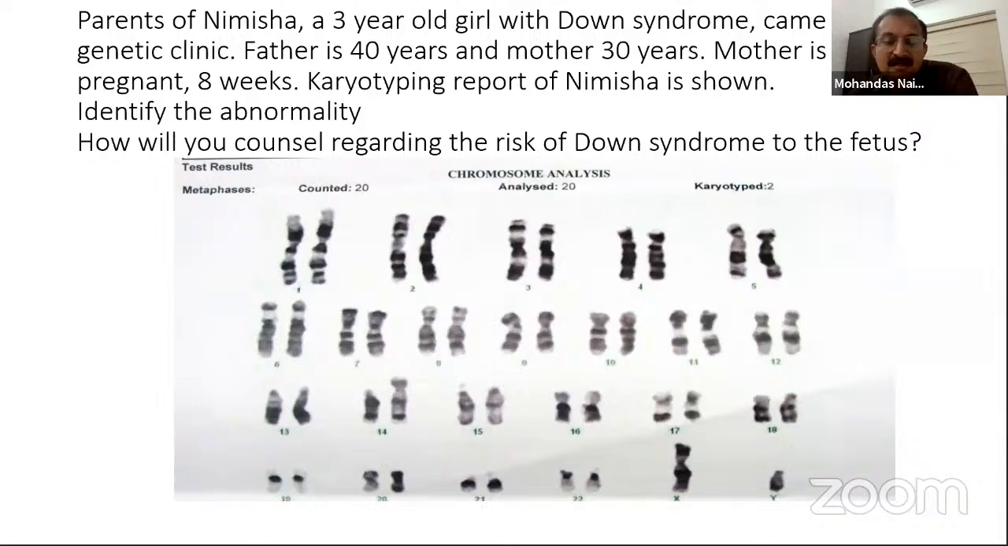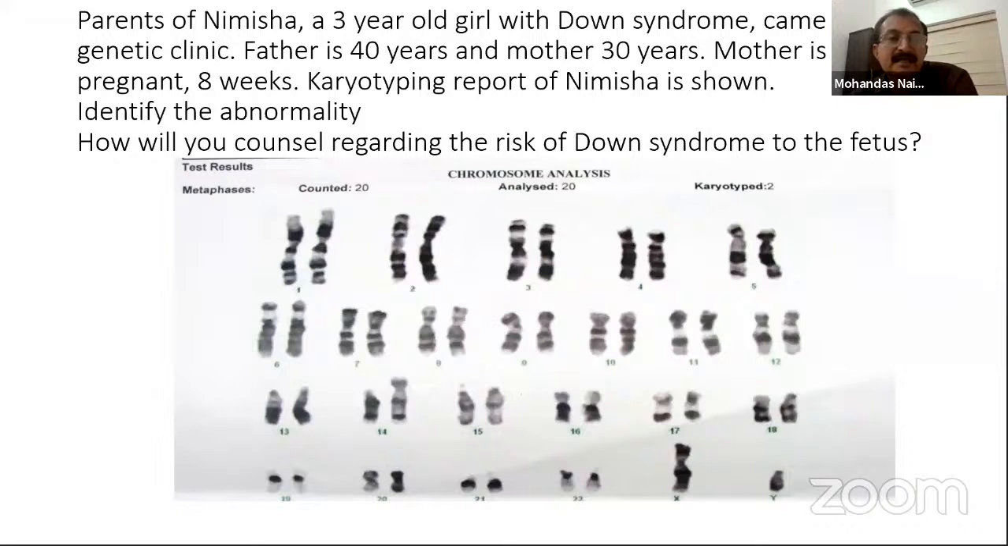Whereas if the father is carrying this abnormal chromosome, the father is unaffected, so that means he will have only 45 chromosomes, and one among those 45 will be this translocated chromosome. So if the father has the abnormal chromosome, the recurrence risk is 1 to 3%. And if the mother has this abnormal chromosome, that is, the mother is the translocation carrier, the recurrence risk is somewhere around 10 to 15%. So that is how you should tell the recurrence risk.